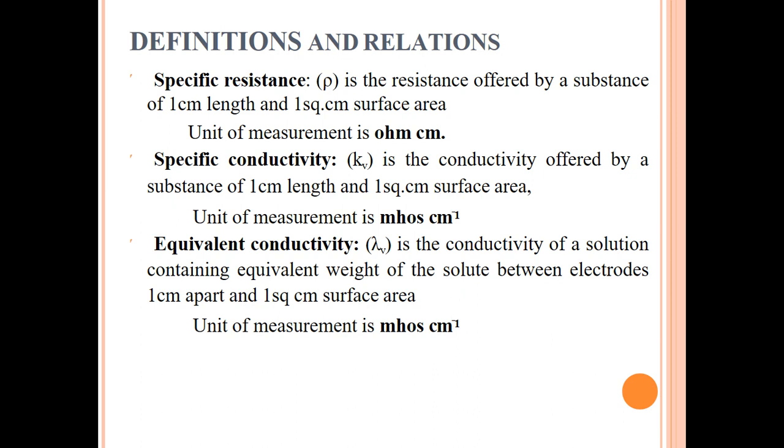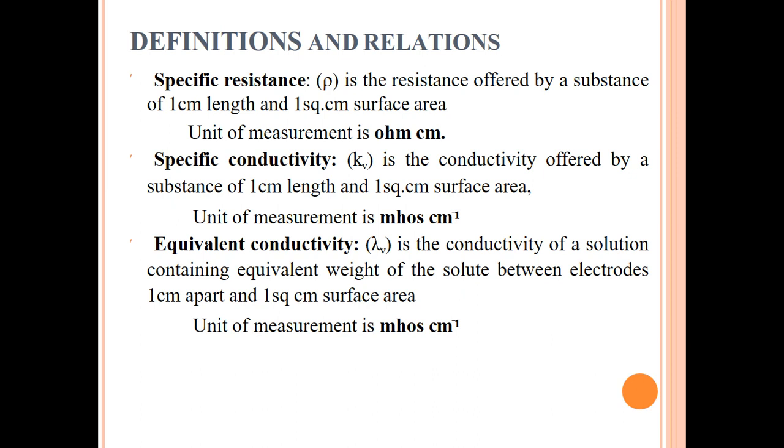So we have just used the same unit as in the specific resistance, but because this is the reciprocal of that, we have just reciprocated the already existing unit for specific resistance. So that was ohms, and we have just reciprocated that unit, and this is mhos. And because this is inverse of the specific resistance, we would use here per centimeter. So the unit is mhos per centimeter.